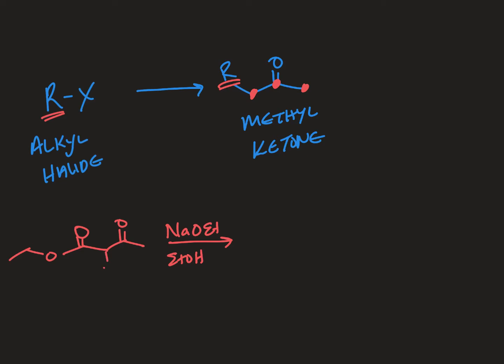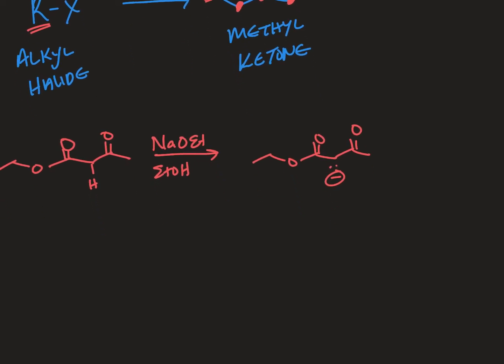That's going to remove one of those acidic protons in the alpha position. We make our carbanion. It will do the SN2 reaction to add the R group from the alkyl halide.